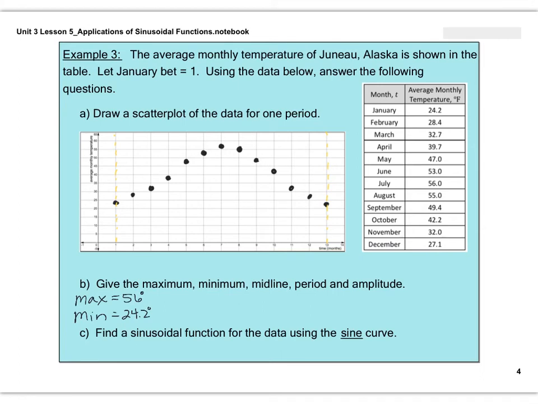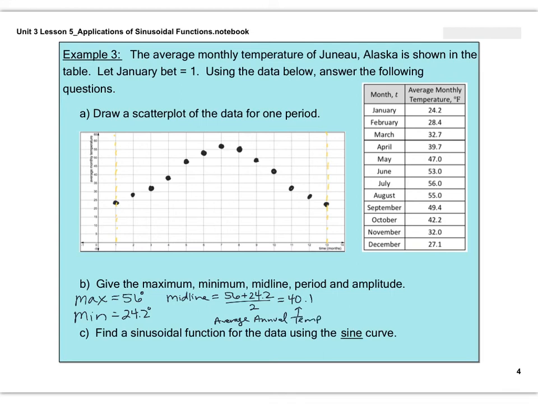The midline. So remember the little trick for midline is you add them together and divide by 2. So for the midline, we're going to add 56 plus 24.2 and divide by 2. And when I did that, I got 40.1. Now this is going to represent something. This is going to represent our average annual temperature. So let's just write that. This is our average annual temperature.